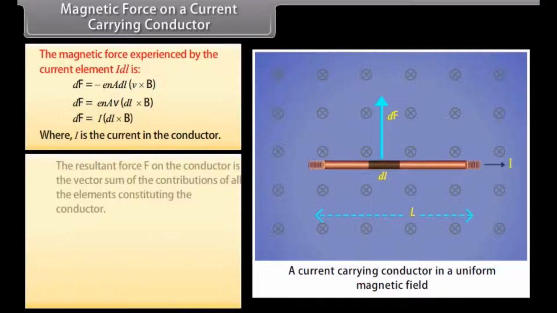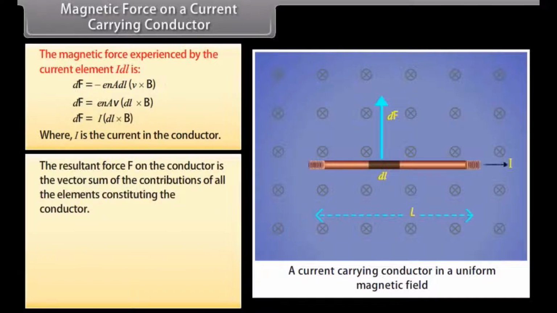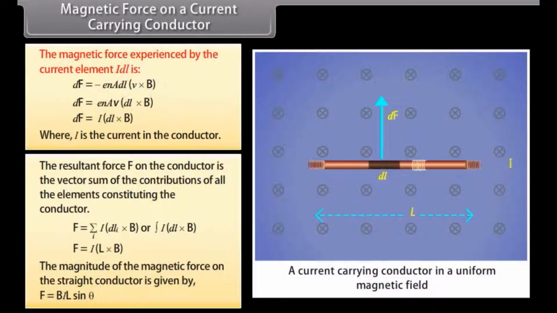The resultant force F on the conductor is the vector sum of the contributions of all the elements constituting the conductor. Now we get the result F equals I times the cross product of L and B. The magnitude of magnetic force on the straight conductor is given by F equals BIL sin theta.